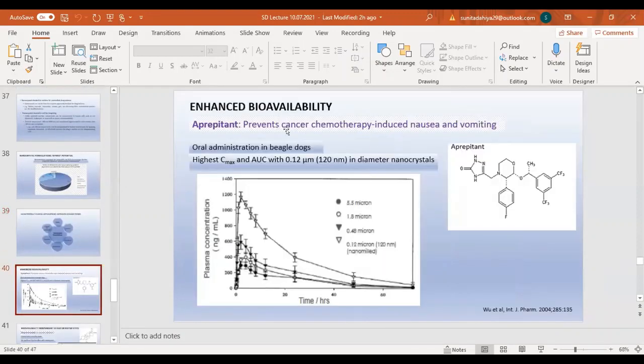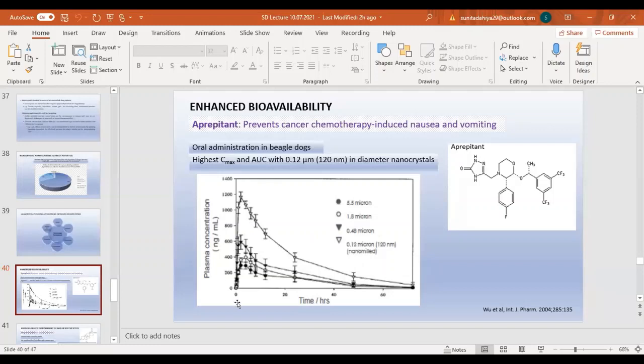At the same time, although there are so many prospective research studies available, here I am citing very good research results from a group on the enhanced bioavailability of aprepitant. This drug is used in cancer chemotherapy to reduce nausea and vomiting. When aprepitant was size reduced, you see here in the graph, the size reduced from 5.5 micron to 1.8, 0.48, and 0.12. So 0.12 is 120 nanometers, which is a nanomilled product.